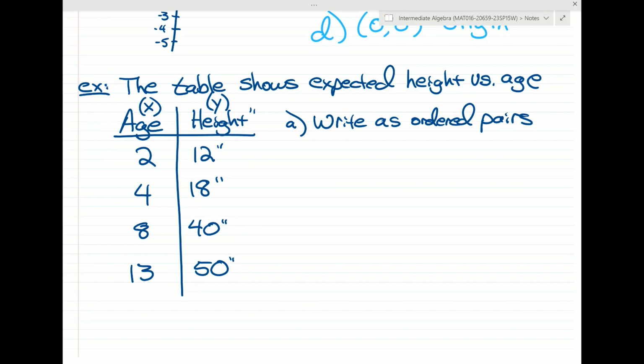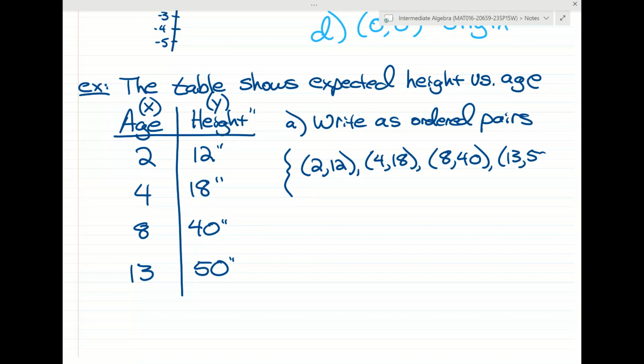So if we were going to write this as a list of ordered pairs, what you would do is put a little bracket like this, and then we'll put 2 and 12 together, 4 and 18 together, 8 and 40 together, and then 13 and 50 together.